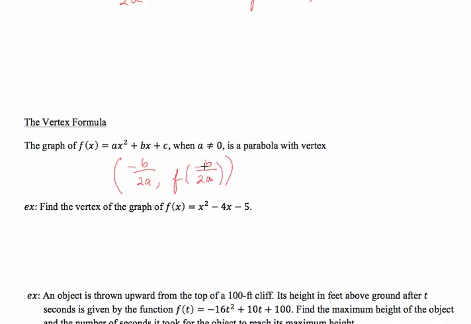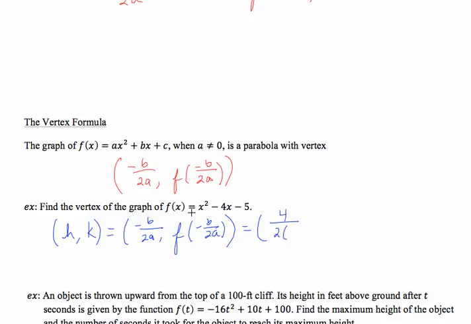Okay, we just have to identify what is a and b. A is the coefficient of x squared, and b is the coefficient of x, including the sign. So the vertex is h, comma, k, which is negative b over 2a, comma, f of negative b over 2a. Now negative b is the negative of negative 4, which is positive 4, over 2a, a is 1. Okay, so that's h. And this simplifies to 2, so k simplifies to f of 2.